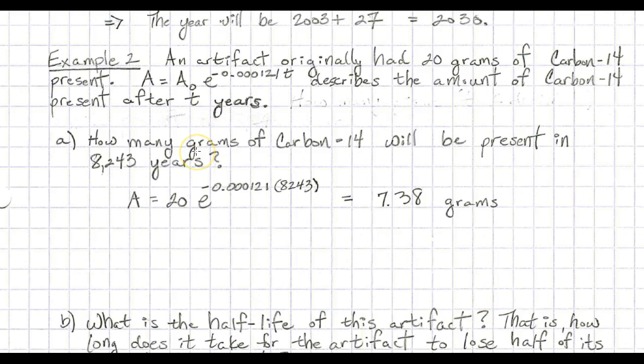So how many grams of carbon-14 will be present in 8,243 years? It initially had 20 grams. So there's your initial amount, right? A0 is your initial amount, 20, times e to the minus 0.000121 times t, where t is in years, 8,243 years. Put all that into your calculator, and you get 7.38 grams will be present after 8,243 years when we started with 20.